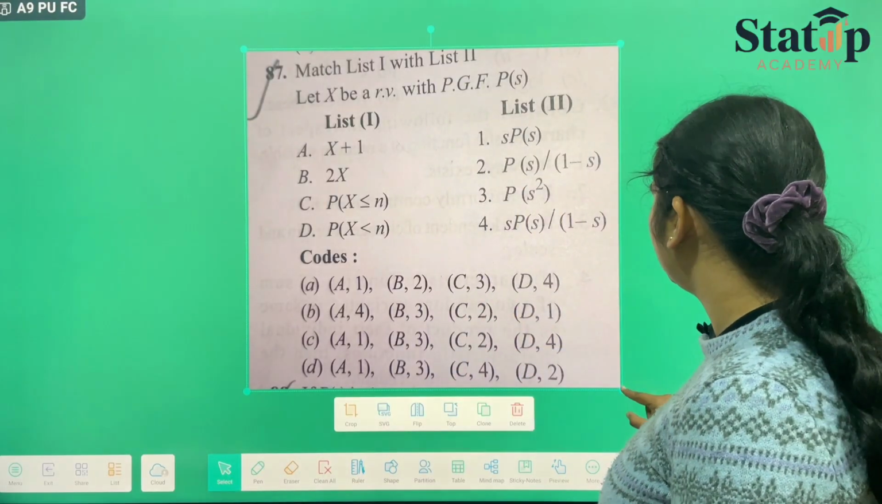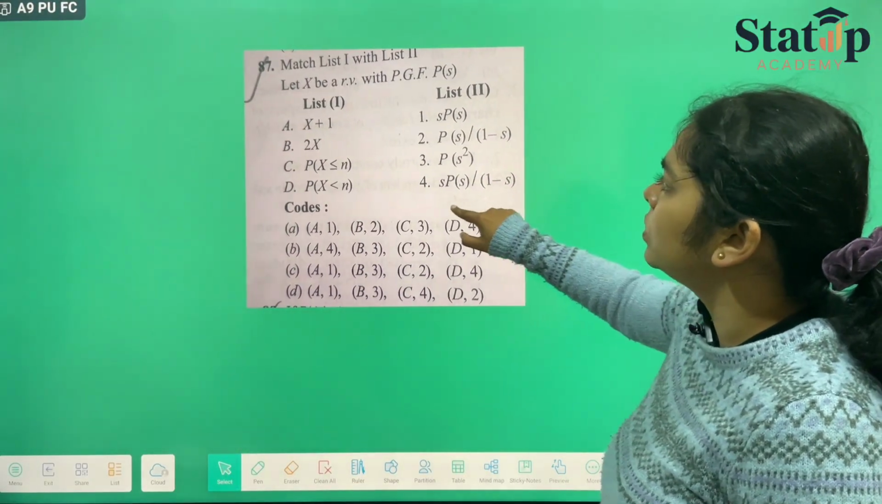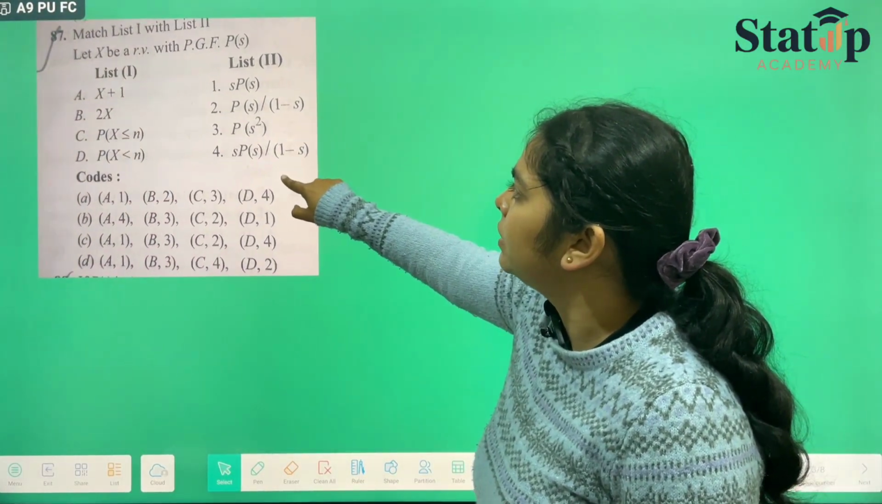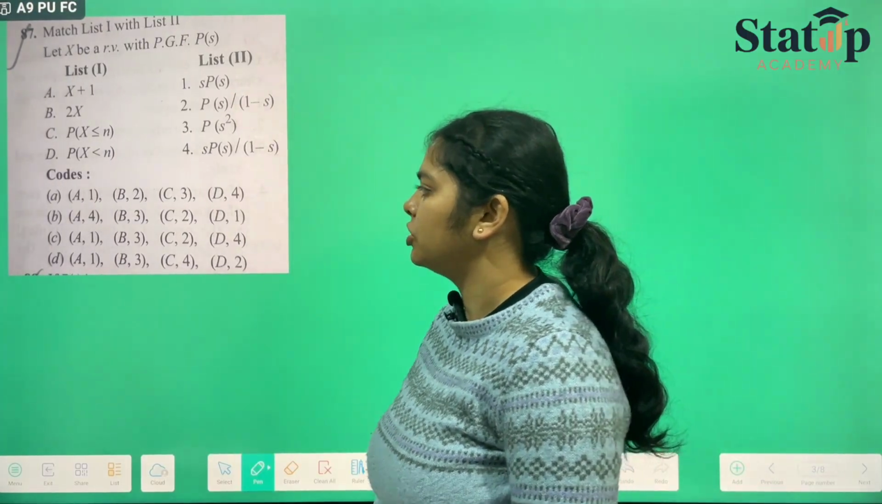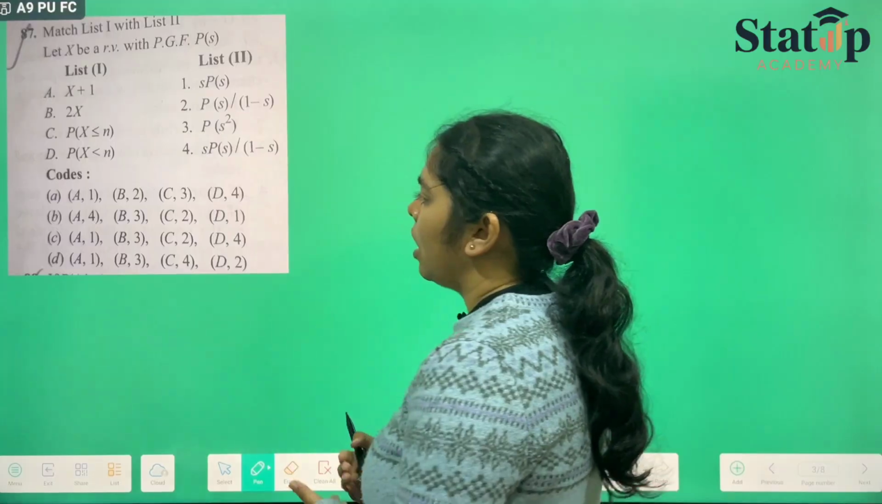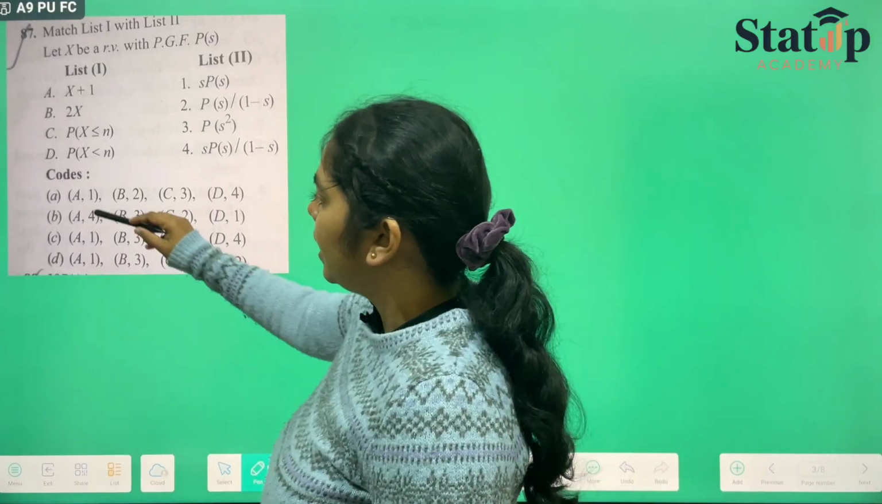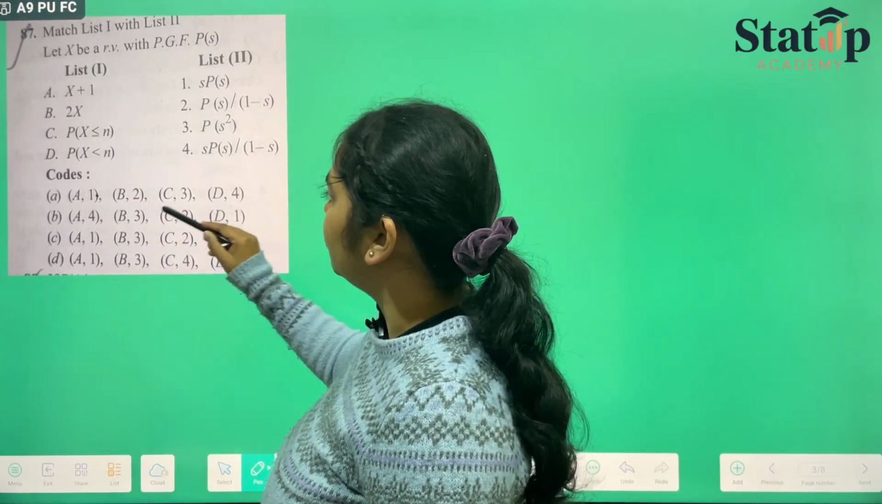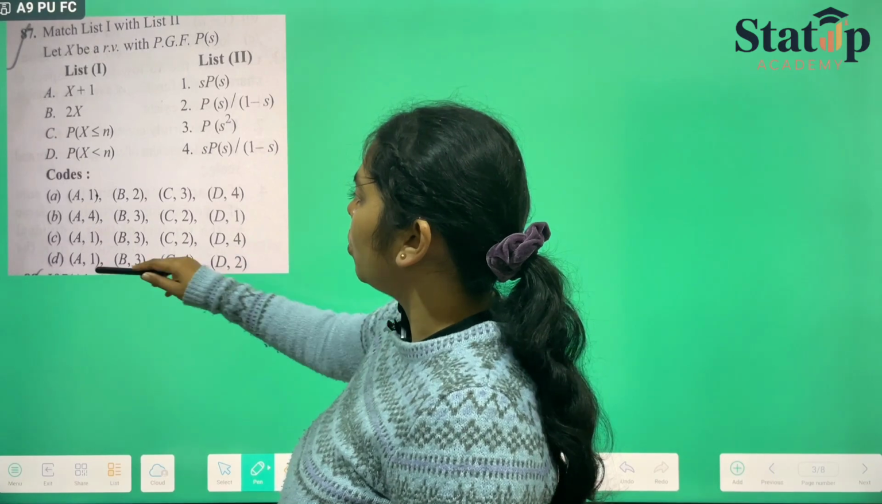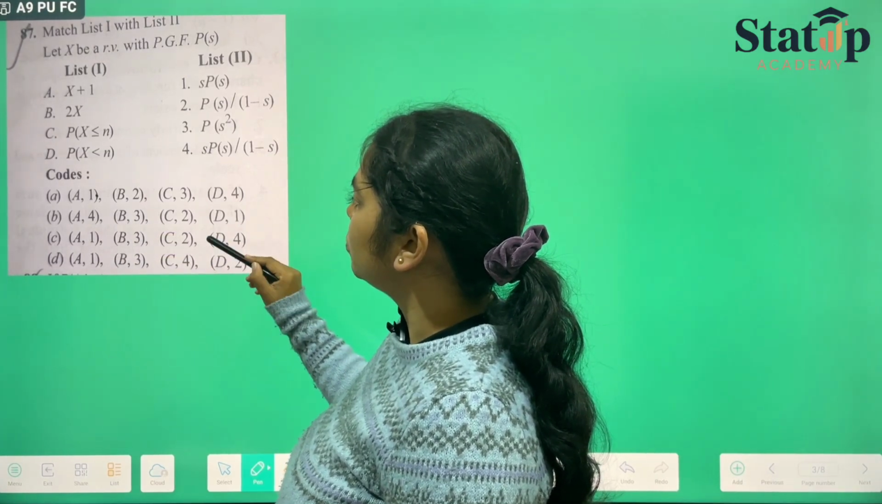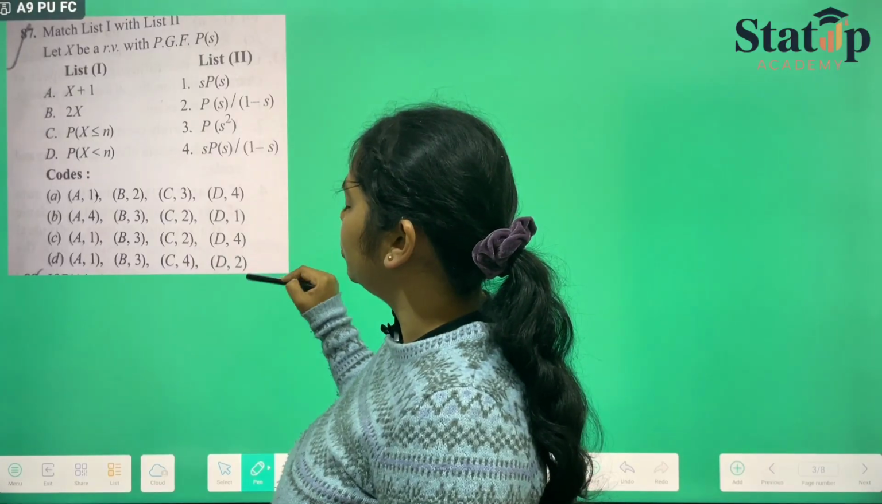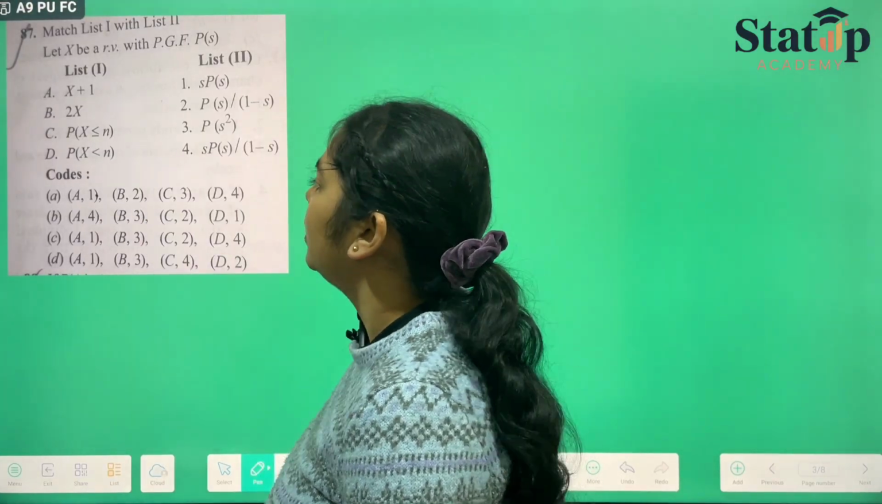Here we have been provided with two lists. One is the random variable and the other forms the PGF, and we have to match them. So how to attempt these kinds of questions? See, A has only two options, 1 and 4, and B also has 2 and 3. C has 2, 3 and 4. D has 1, 2 and 4. So we'll check for A.